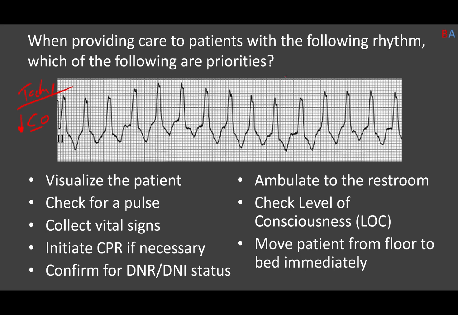Whether this is V-Tach, it could be SVT, you need to visualize the patient. Absolutely, you have to go in the room. You need to check for a pulse, one of the first things. You're going to collect vital signs if you can. If there's no pulse, initiate CPR if necessary. You do want to try and confirm if they're DNR, DNI status, that way we don't go down the wrong pathway. Are you going to ambulate them to the restroom with a rhythm like this?